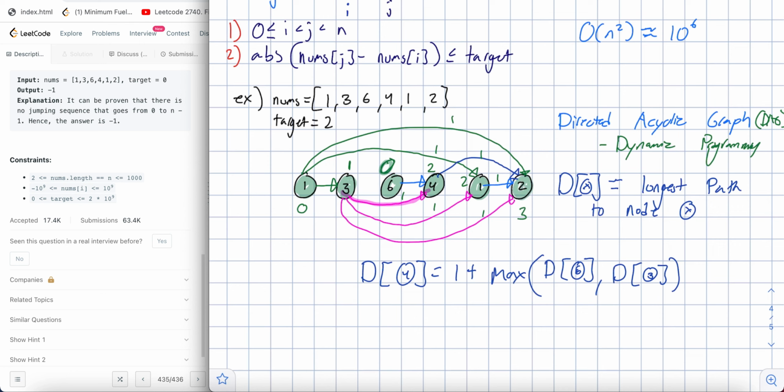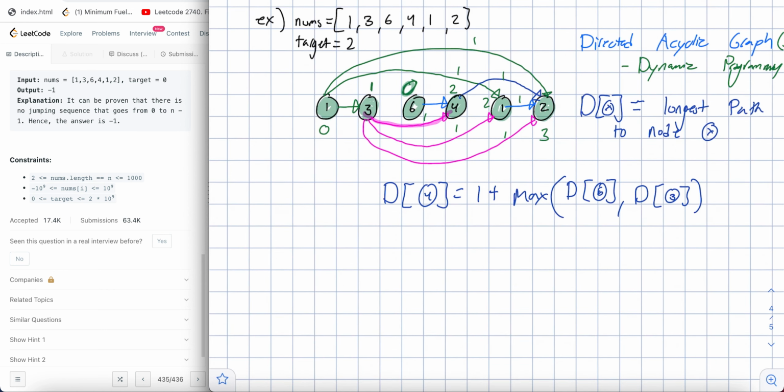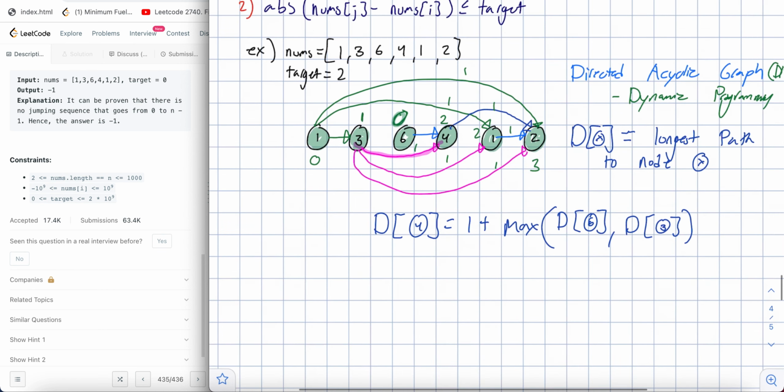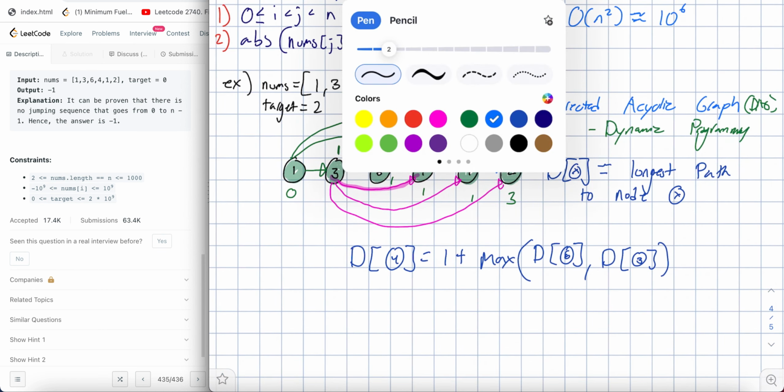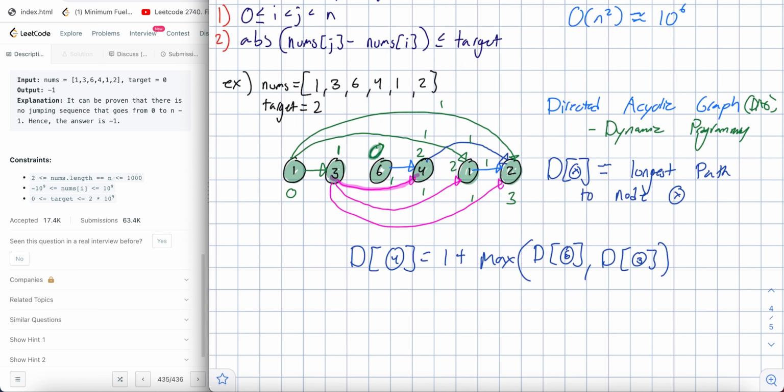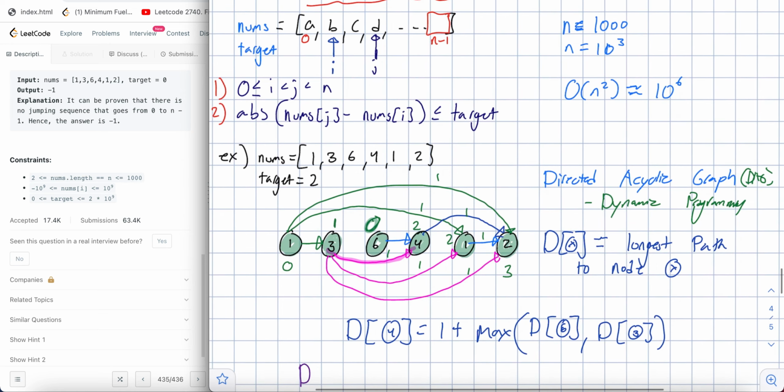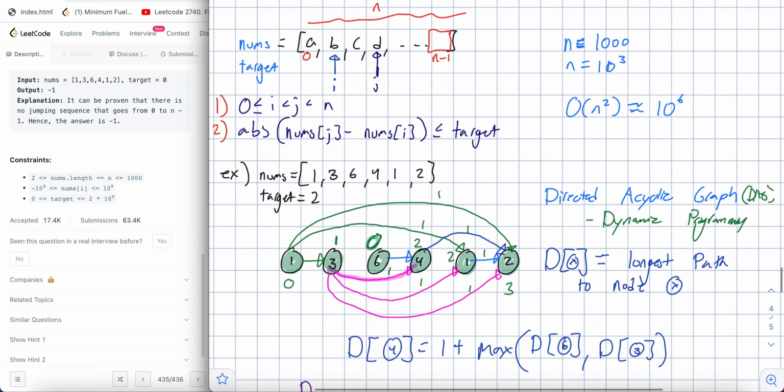So the idea here, using a technical directed acyclic graph, is that for any node X our recurrence relationship is, let's write this in purple, D... I won't be able to fit all this on one page.